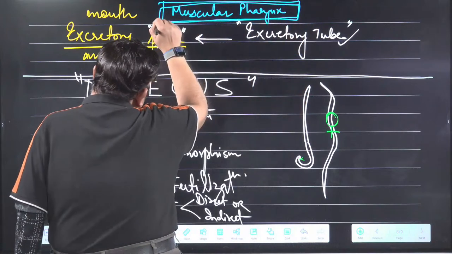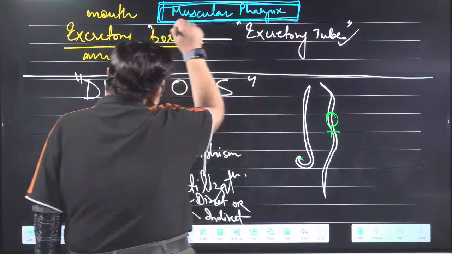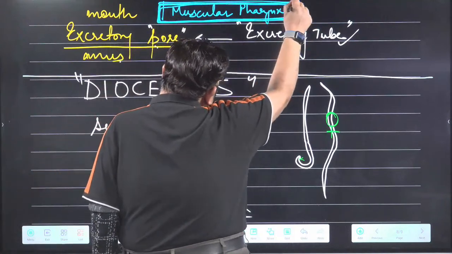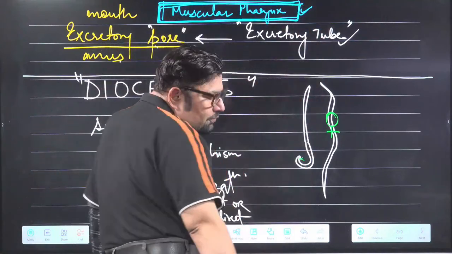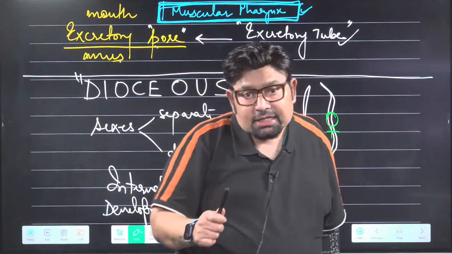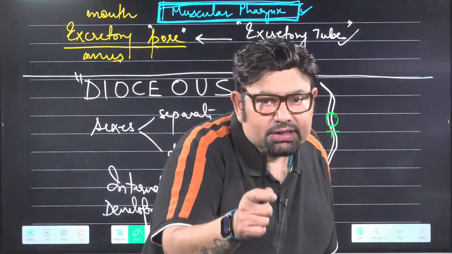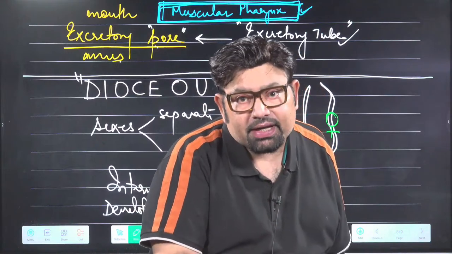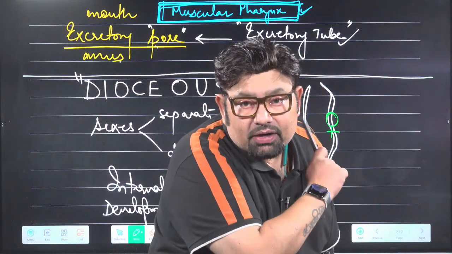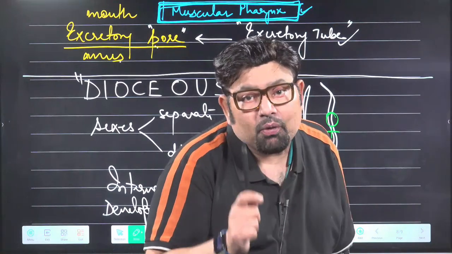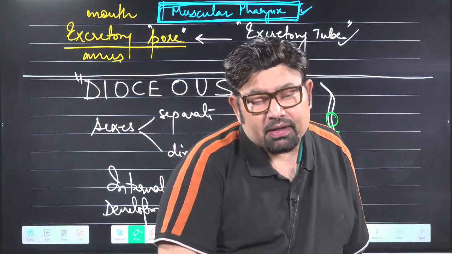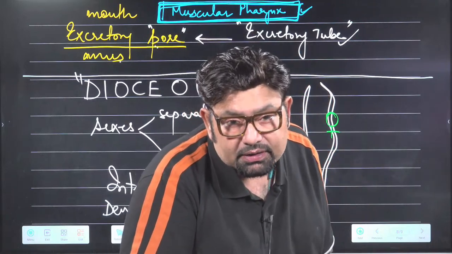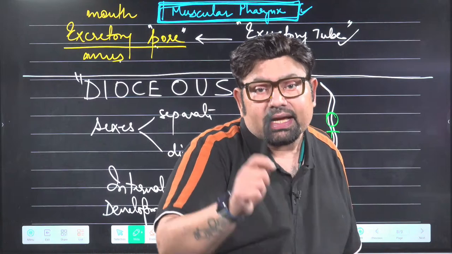I'm now giving you a very important point. Everyone listen to me very, very carefully. I will not write anything, I will only say it. When you open the NCERT page, everything given in bold is very important for examination, and muscular pharynx is given in bold font.